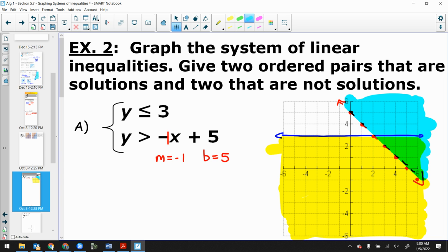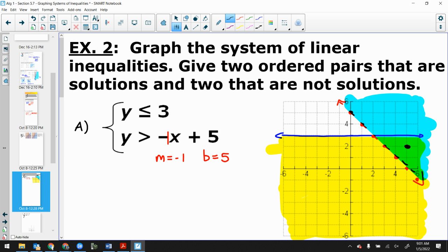So let me ask you. Give me a point that would be a solution. Gio? 4, 4. 4, 4 would only be in the blue. What about 2, 2? That'd only be in the yellow. 2, 3. That's where they cross. 4, 2. Let's go in the region. Like in here. Right there.